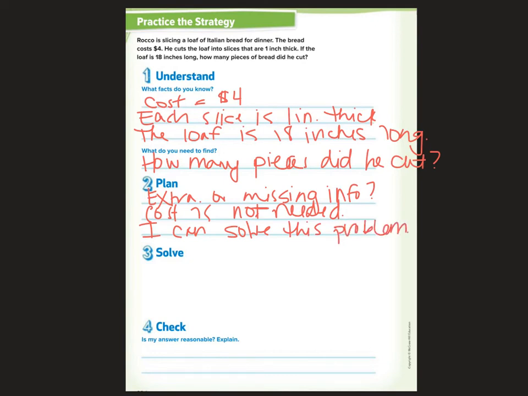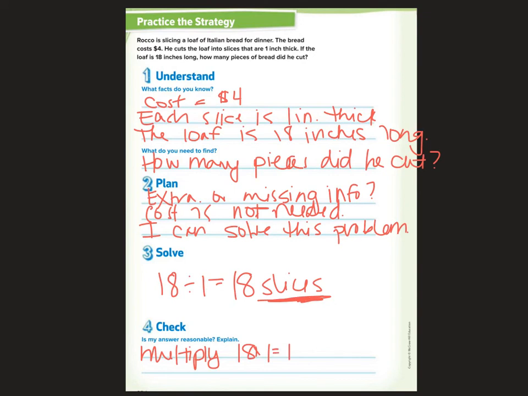So I have all the information. What I'm going to do is take 18 and divide it into 1-inch sections, so I know that I can make 18 slices. I remembered my label. Check by multiplying. How am I going to check? I'm going to multiply 18 times 1, which is 18. I don't really need to check that, but because it's asking us to check, we're going to check. So is it reasonable? Yes.